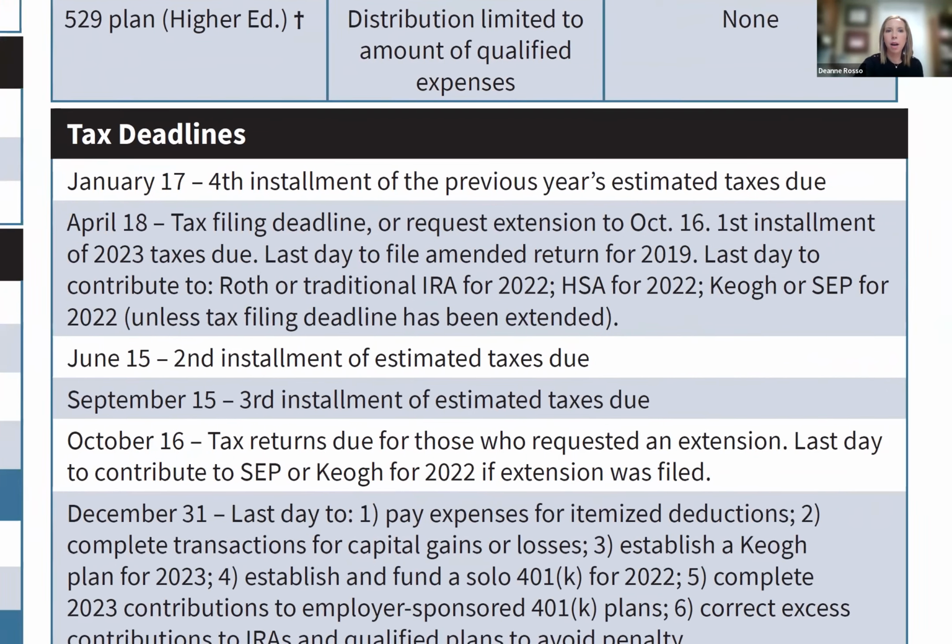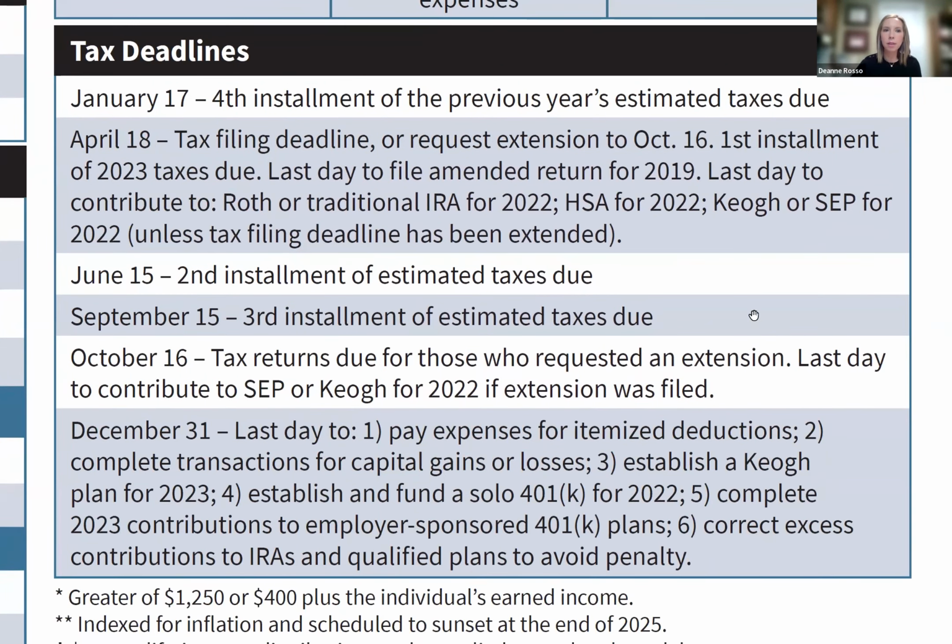Tax deadlines. This one applies to almost all of us. So we always think of April 15th as our tax day, and that certainly is in the law. It is April 15th, or if that April 15th happens to fall on a holiday or on a weekend, a lot of times the IRS gives us a couple extra days, which is the case this year. So this year, tax day is April 18th. That's our tax filing deadline, or the deadline that we have to request an extension. And October 16th would be the deadline for those extensions.